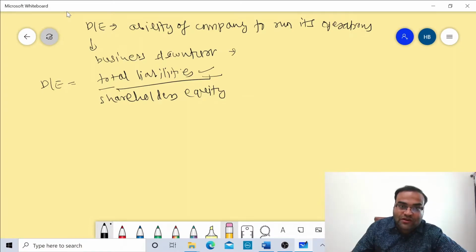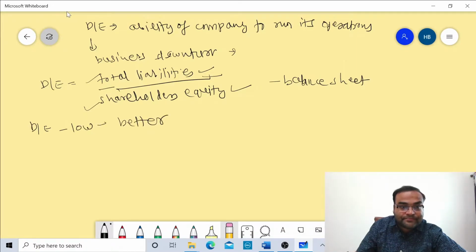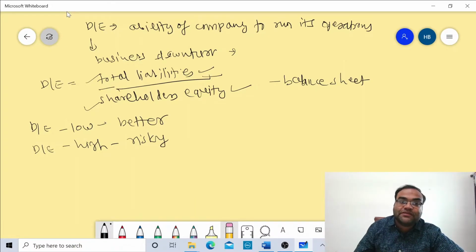Now there are two terms. One is total liabilities, another is shareholders equity. You can find both these terms on the balance sheet of the company. In the company balance sheet, there is a term called total liabilities, and then there is a term called shareholders equity. So whenever D by E ratio is lower, better it is. And whenever D by E ratio is high, then it is a risky situation for the company, because the company is taking more debt and using less shareholders equity for running its operations.